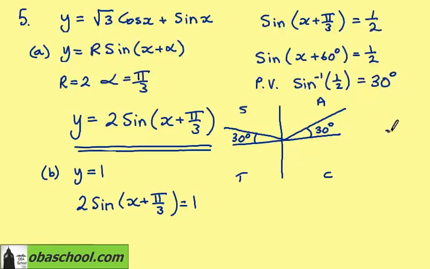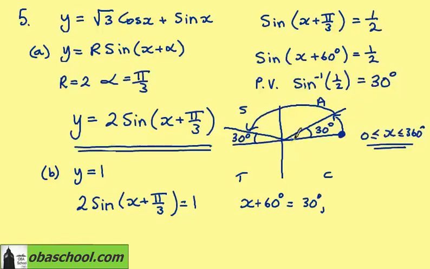We need to pick out solutions in the range from 0 to 360, which is equivalent to 0 to 2 pi in radians. X plus 60 then is going to be 30, and then 30 before 180, which is 150. Continuing on, we meet no more solutions.